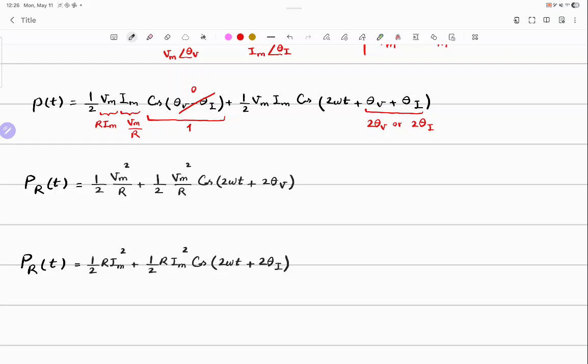Okay. Now, let me ask another question. What's the average power absorbed by the resistor?